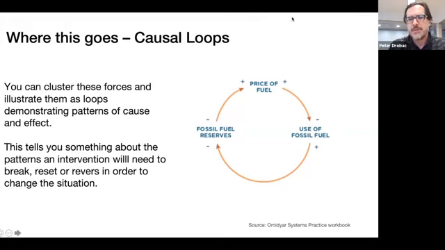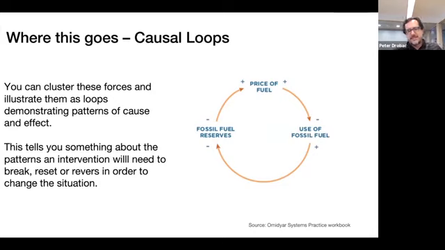So the basic idea behind causal loops is that you've already identified all of these forces that are driving your system, that are sometimes holding it in place, right? You can take some of those forces and look at how they're related in terms of cause and effect. What you find is that in systems, cause and effect tends not to be linear, but instead tends to be circular, right? Different forces tend to either reinforce one another, creating a positive feedback loop, or balance one another, creating a negative or stabilizing feedback loop.